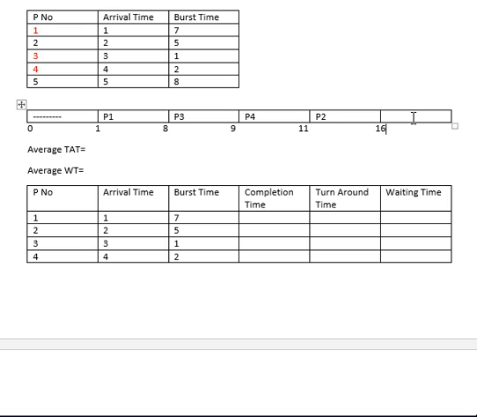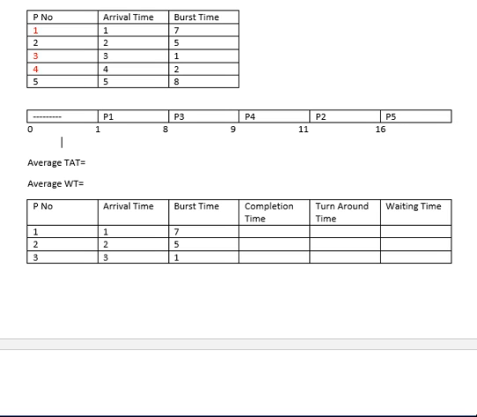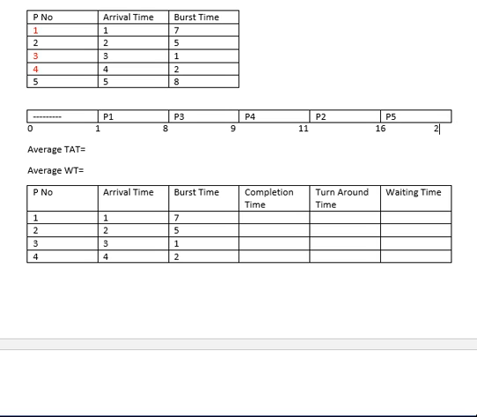And the next one, the final process that is pending, is your P5, so I'll put it here. That gives me 16 plus 8 is 24, right? So that completes my Gantt chart here.